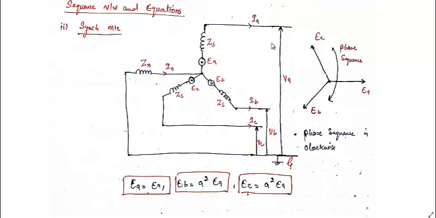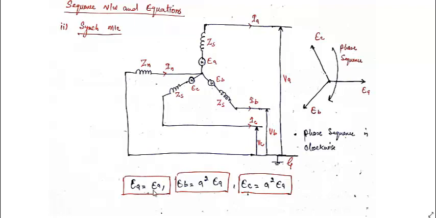And the terminal voltage at phase A is VA, terminal voltage of phase B is VB, and terminal voltage of phase C is VC with respect to ground, not with respect to neutral, with respect to ground. So let us say this is the phase sequence EA, EB, and EC, and EA is leading EB by 120 degrees and EC by 240 degrees. The phase sequence is A, B, and C clockwise.